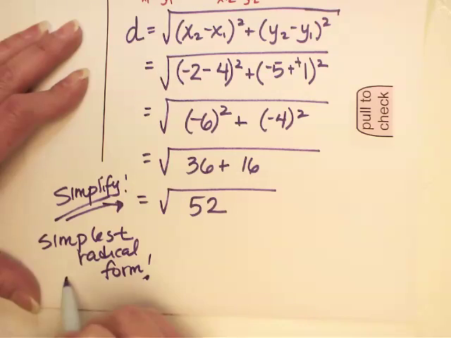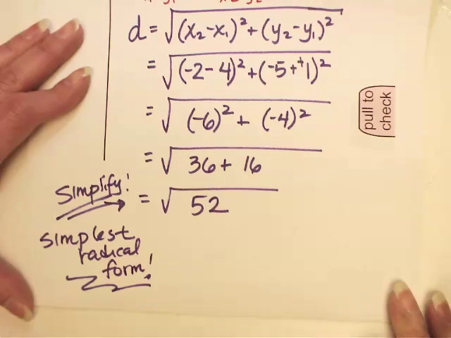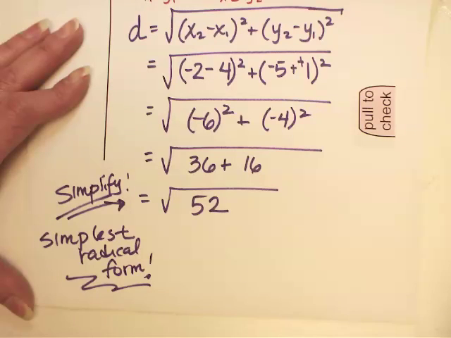Which in other words means you have to satisfy all the conditions. No twins or no perfect squares inside the radical. No fractions inside the radical. And lastly, no radicals in the denominator.